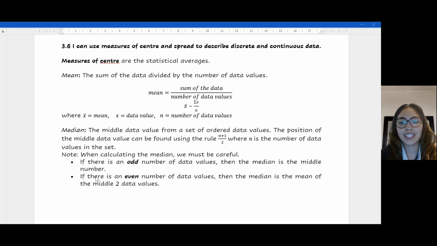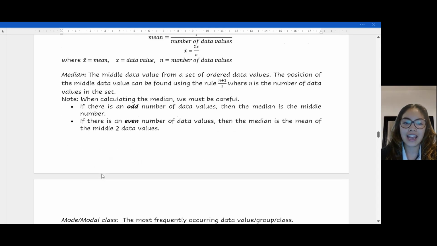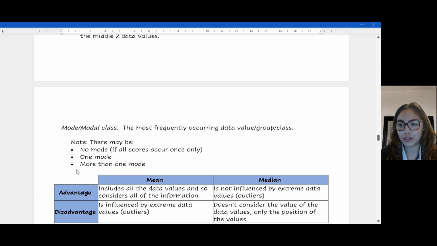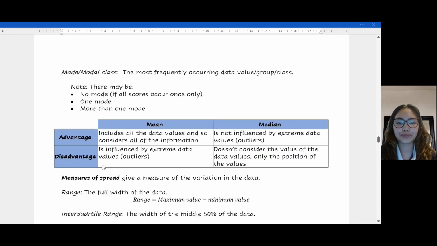So our measures of centre are, of course, our statistical averages, and you would have heard in the past about our mean, as well as the median, and finally the mode. So this should be some really quick reading for you to do to just revise how we find them and if there are any particular formulas that we need to use to find any of these.